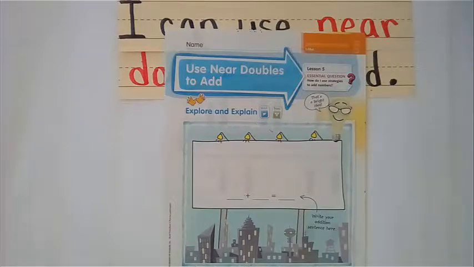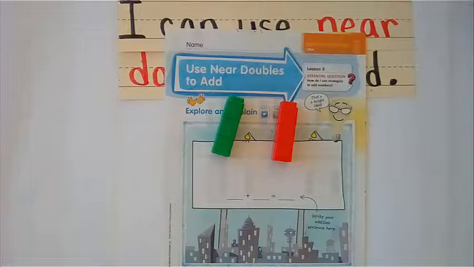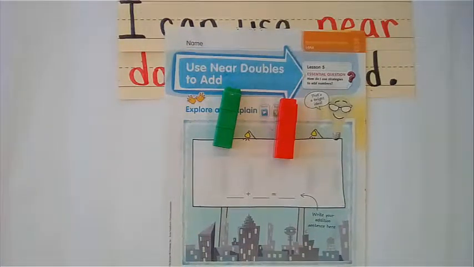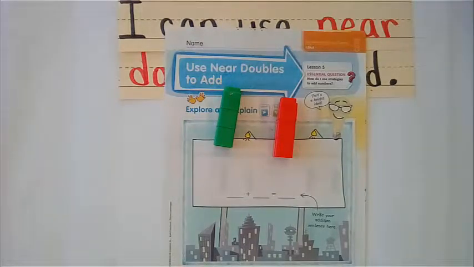So if I have 3 and 3, so put 3 cubes of one color, 3 cubes of another color. What doubles sentence is that? That's right, that's 3 plus 3, and that makes 6.